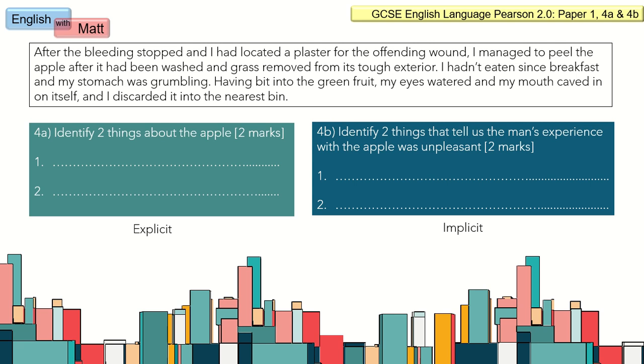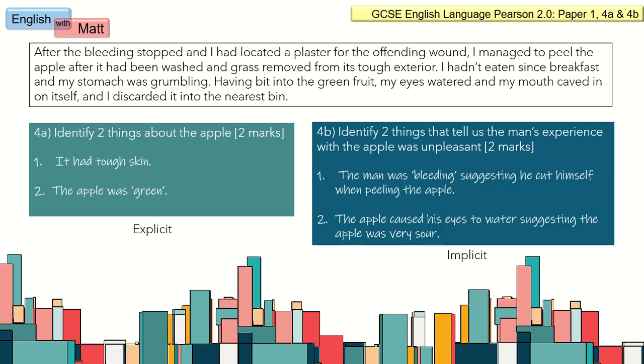Again, you can pause the video now and have a go at answering this, or you can carry on watching and we can go through some answers. So for 4A, it had tough skin and the apple was green. Those are 2 explicit facts that we learn about the apple based on the evidence that we're given. So hopefully no issues there.